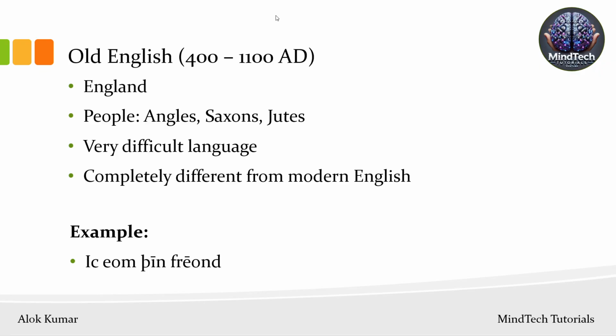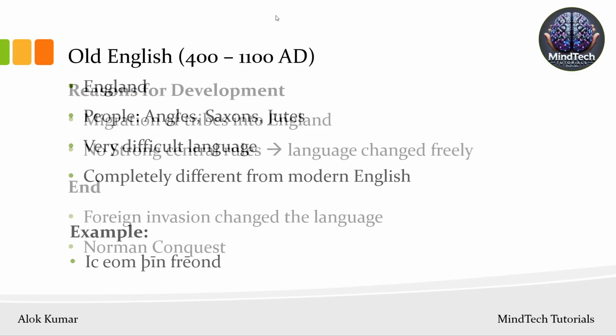If we see examples of Old English, it is written as I C T O M, and then F R E O N D. If we see it in modern English, it is "I am your friend." So I think you have understood it.